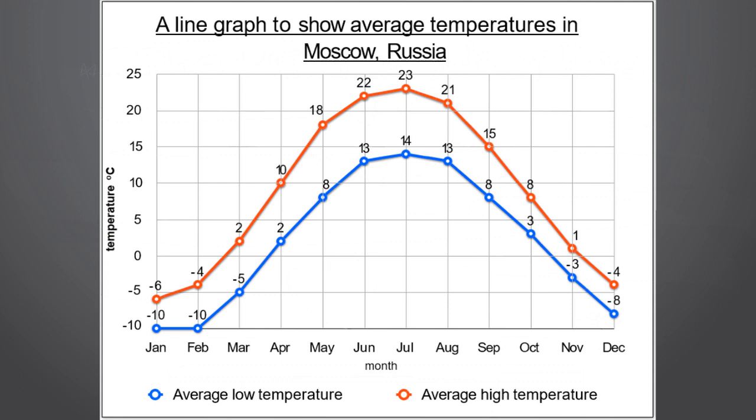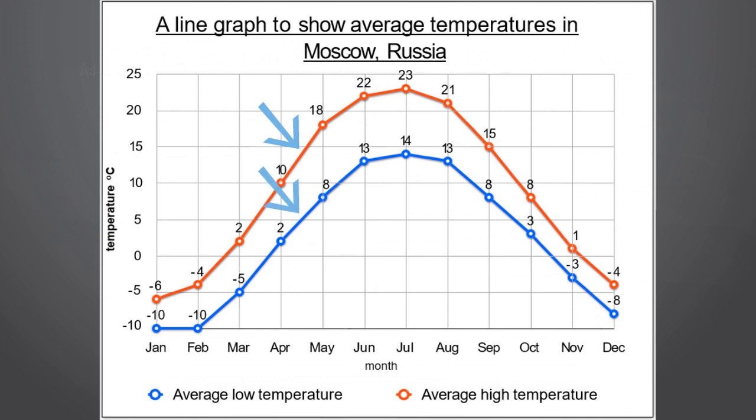Well, this is a line graph, and it's a line graph showing what the temperatures are in Moscow, on average, in the different months of the year. Now you might have noticed that there's two different coloured lines. The red one is what the average high temperature in each month is, and the blue one is the average low temperature in each month.